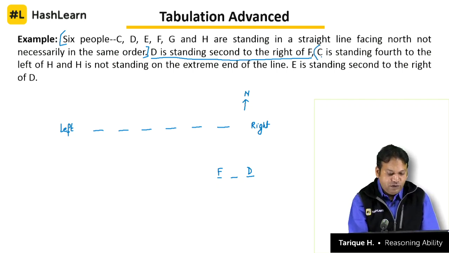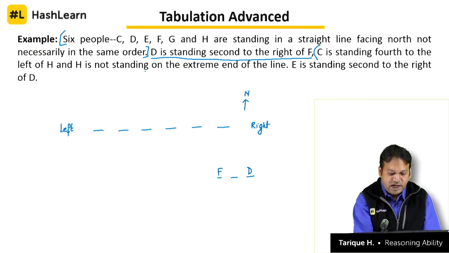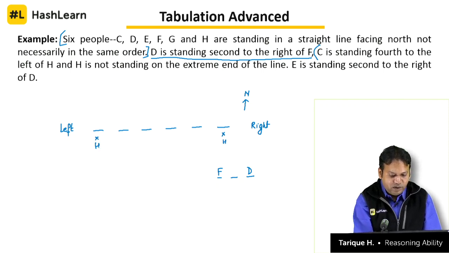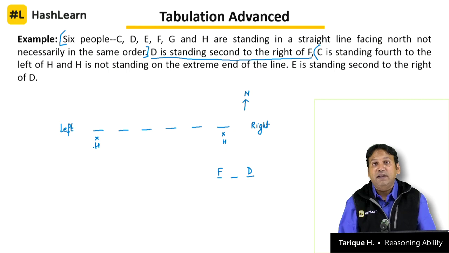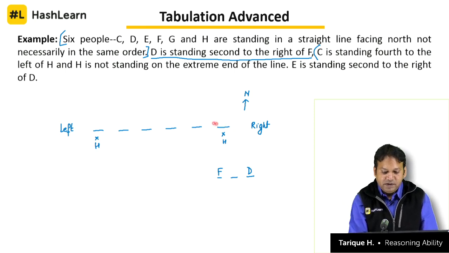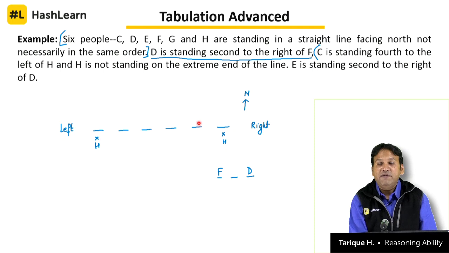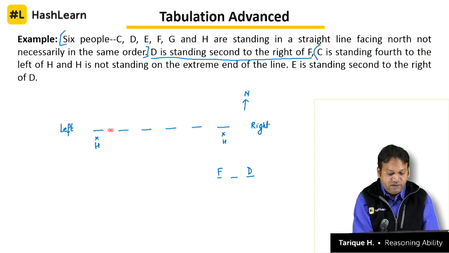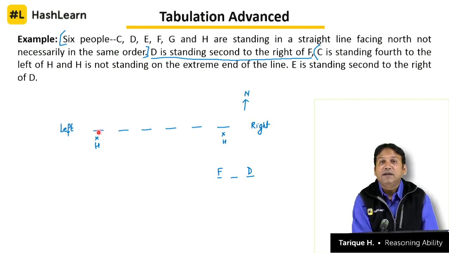C is standing 4th to the left of H, and H is not standing on the extreme end of the line. So H is not here, H is not here, and what we know is that C is standing 4th left of H. So let's find out what positions H can take. H cannot come here, so H can come here. This is one position. Suppose H is here, and from this we have to find fourth left, going to the left. So first left, second left, third left, fourth left. This is the only option. There is no other option.